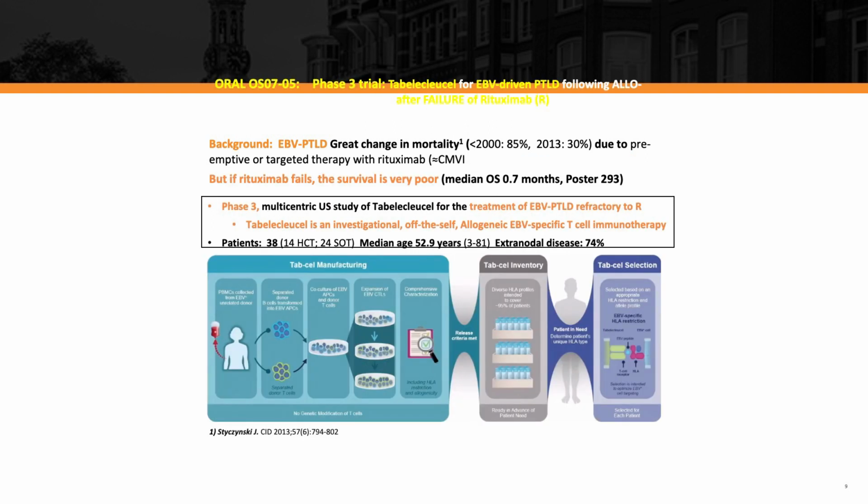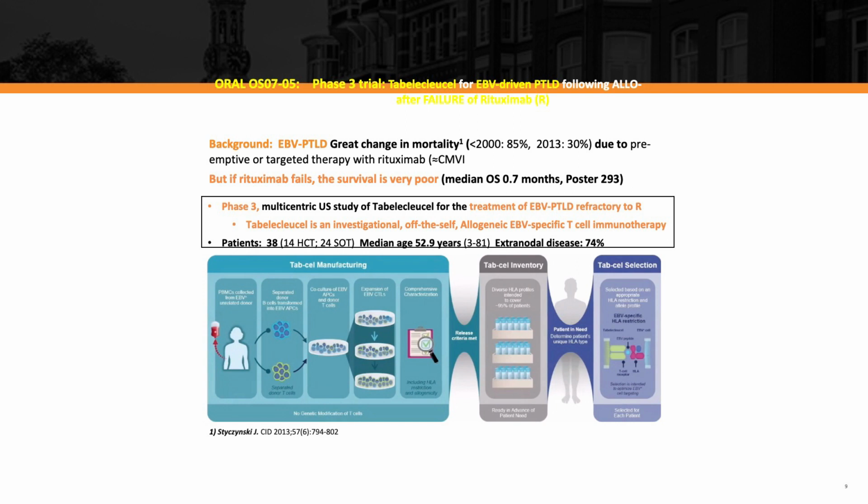Today we have heard a lot about cell therapy in the form of CAR-T for lymphoma, myeloma, leukemia. But as you are going to see, cell therapy has come to stay with us, not only for neoplastic disease, but also for infectious complications. And this study will show why. As I've said, those patients who have EBV PTLD refractory to rituximab have a dismal outcome, less than 1 month overall survival. So what can we do?